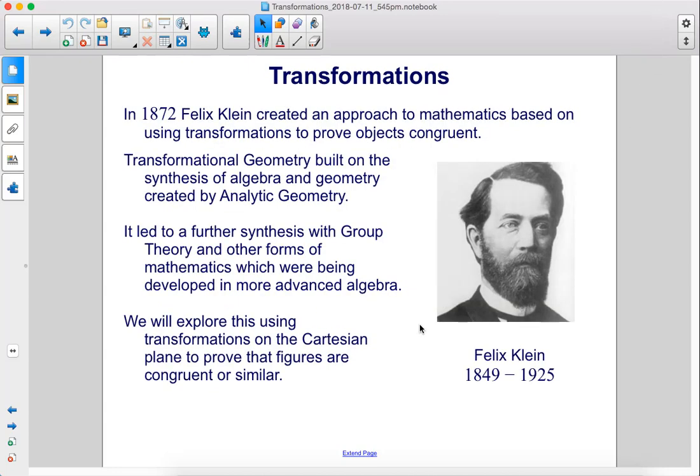In 1872, Felix Klein created an approach to mathematics based on using transformations to prove objects congruent. Transformational geometry built on the synthesis of algebra and geometry created by analytic geometry. It led to a further synthesis with group theory and other forms of mathematics, which were being developed in more advanced algebra. We will explore this using transformations on the Cartesian plane to prove that figures are congruent or similar.